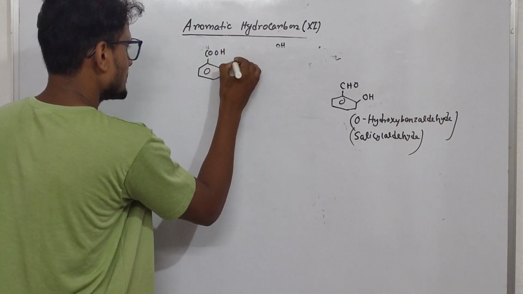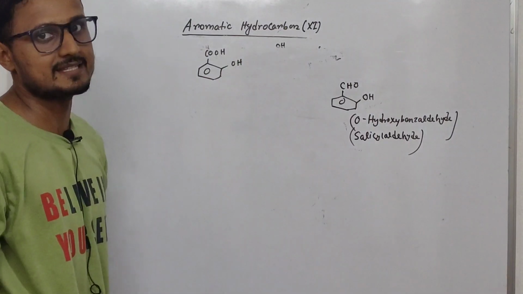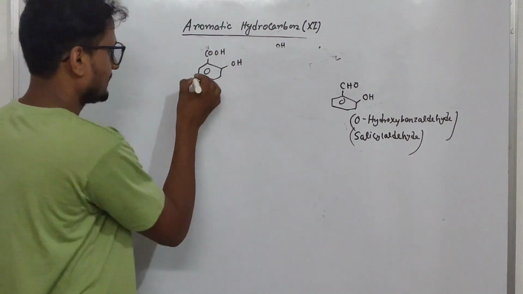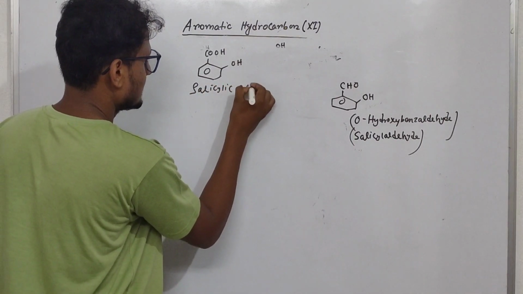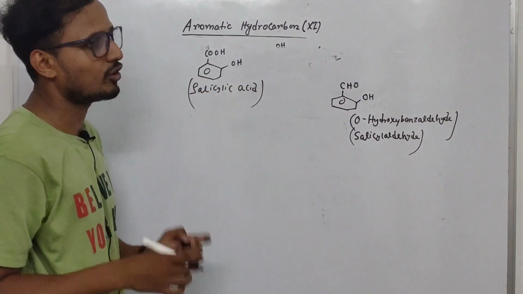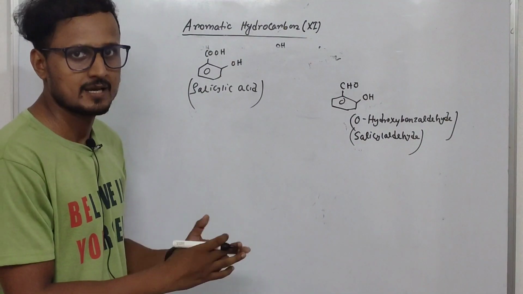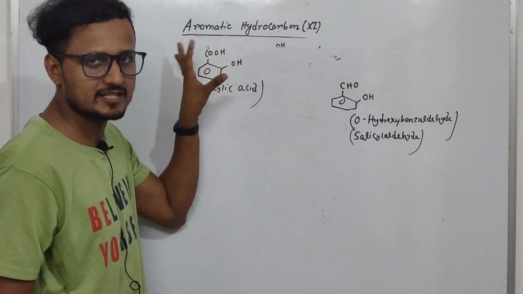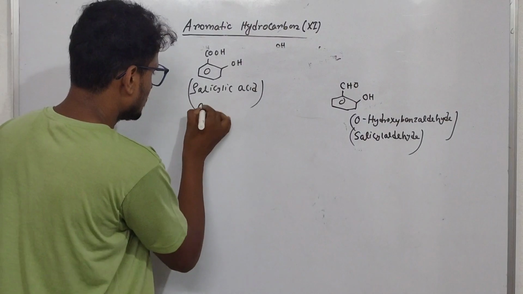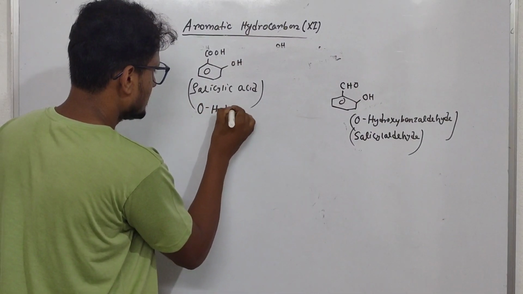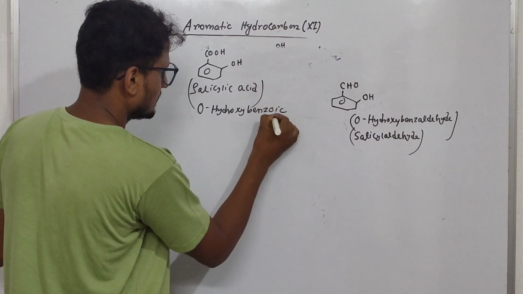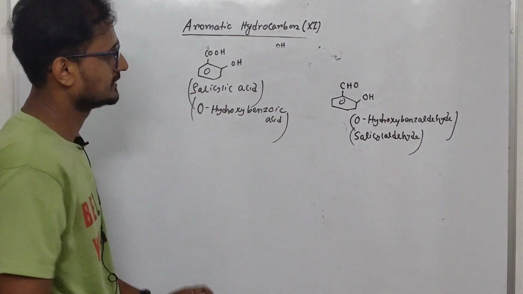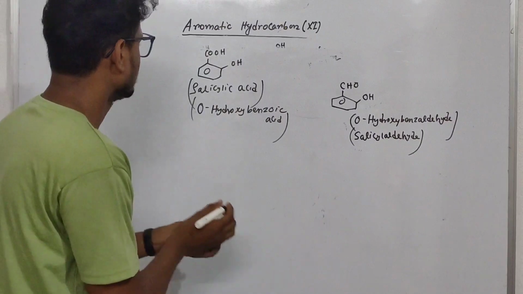COOH with OH. It is salicylic acid because the acid group is there. Salicylic acid is also called orthohydroxy benzoic acid, because when the COOH group is there, that is benzoic acid. So it is orthohydroxy benzoic acid. Clear?